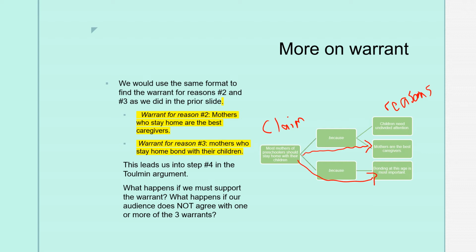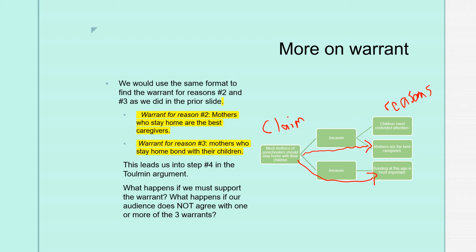Well, the next step of the Toulmin method, step 4, is what happens after the warrant and is the reason why we need to find the warrants to begin with. What happens if we must support the warrant? Essentially, what happens if our audience does not agree with one or more of the 3 warrants? So take a look at warrant 2, for instance. I've found warrant 2 is mothers who stay home are the best caregivers.